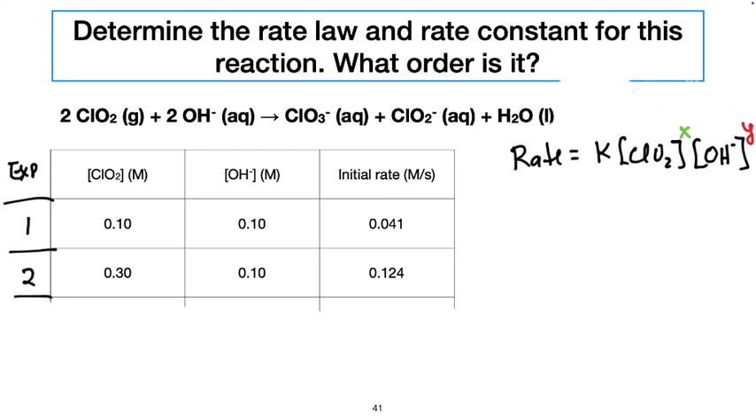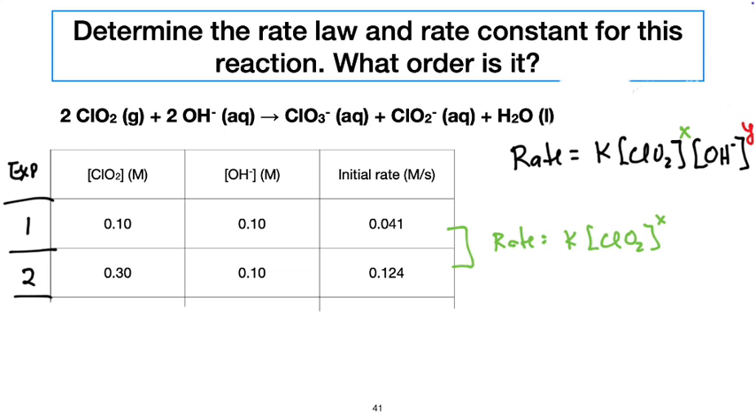Hydroxide remains constant. I'm picking those two because one of my variables, so if I'm looking at this system over here, one of my variables stays constant. The hydroxide concentration does not change. Okay? Which means if I'm going to look at those two experiments, my rate law is going to be equal to K times the concentration of ClO2 to the X power. I can ignore the hydroxide because it's not changing. So I can completely drop it because it's not going to have an effect on the rate.